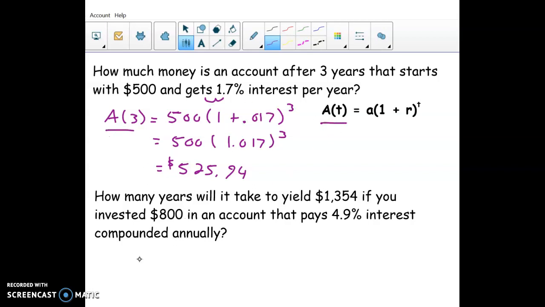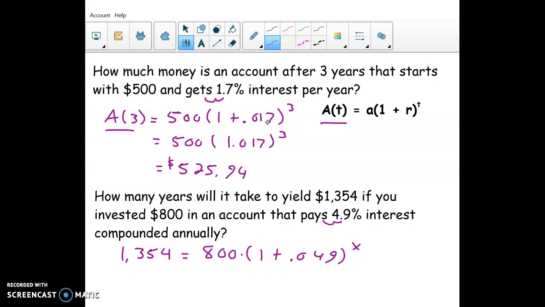We want to find this A of t. So we want to say when will the amount be $1,354. And so the rest of the formula we do 800 as our starting, and then 1 plus the rate as a decimal. So move it over twice, 0.049 to the x power or t power, or however you want to do it. Okay, and so now there's actually 2 ways to solve this.